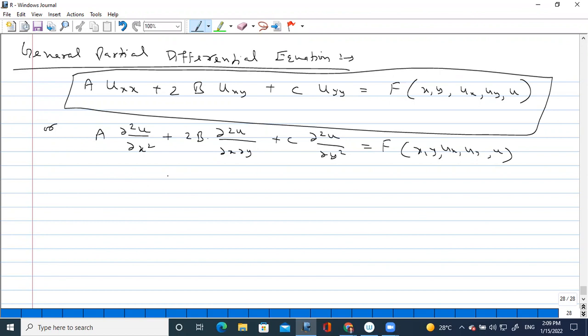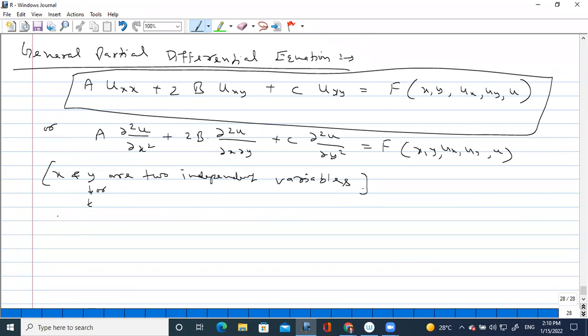So here x and y are two independent variables. They can be different also. So this y can be replaced by t also, and then x and t will be the two independent variables. So your equation will be uxx, uxt, utt, and f will be a function of x, t, ux, ut, u. Understood? So in place of y, you can take this also.